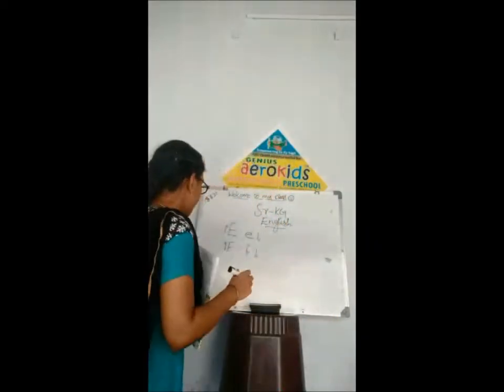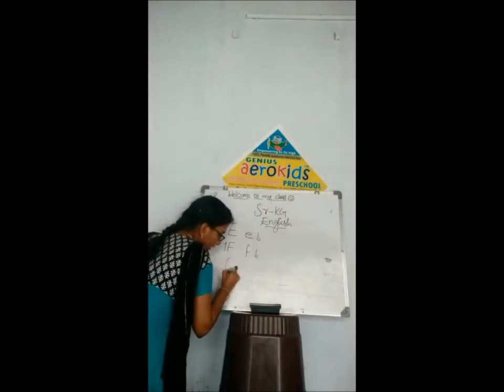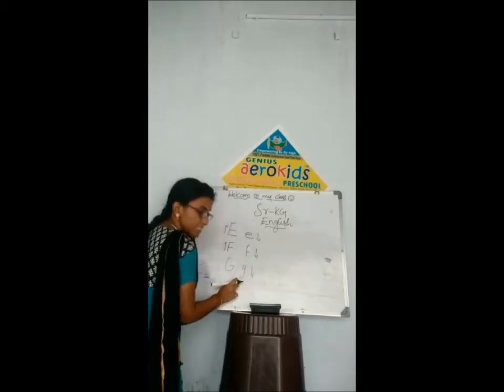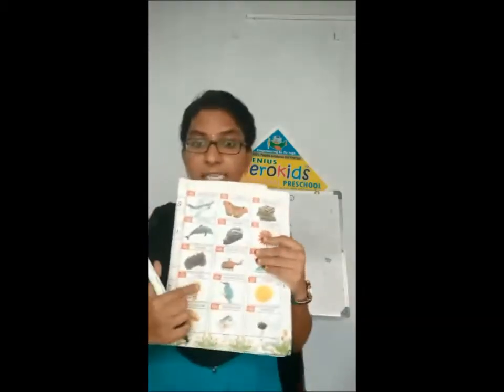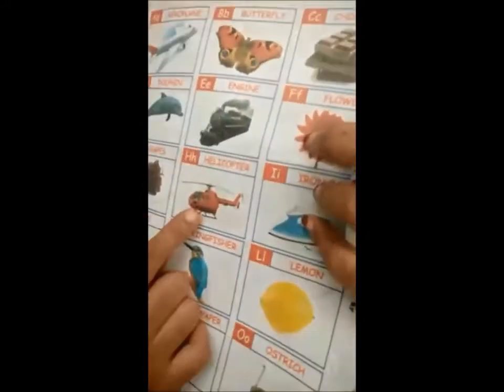Okay. Now it's time to write capital G. This is small letter G. Lowercase and uppercase. Next letter is H. H sounds like, what is this? Helicopter. Does the helicopter have wings or a fan on its top? It has a fan on its top. How many wings does it have? It has 3 wings. Helicopter.